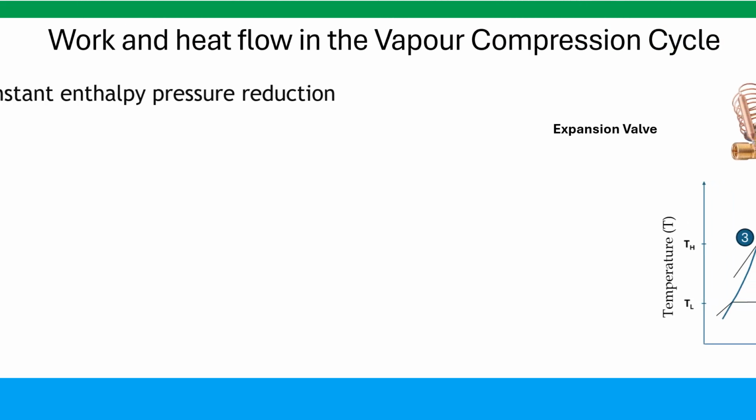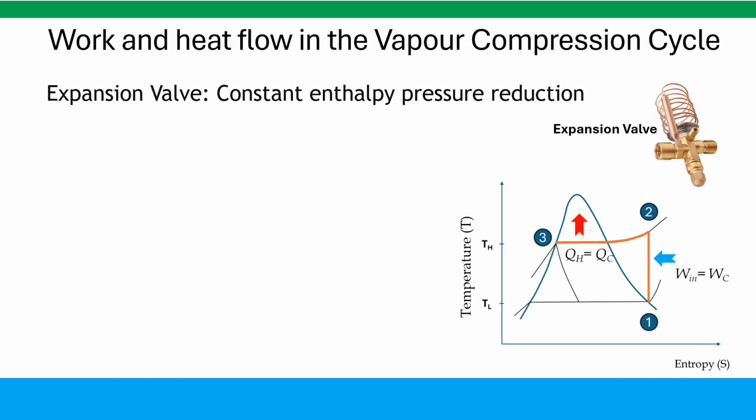The next process involves constant enthalpy expansion through an expansion valve, wherein the pressure is reduced to match the evaporator pressure.